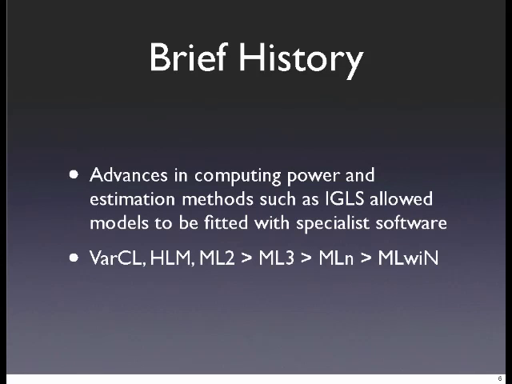And then what happened sort of from the 80s was that there were advances in computing power and estimation methods such as IGLS, which you won't remember, but it's called iterative generalised least squares, and these could be fitted with specialist software. So we have things like RCL, HLM, and then this great long string of developments that became MLwiN. So some of you may have heard of MLwiN, which is a piece of software for doing multi-level analysis that's free to academics, and I'll explain where you can find that later.